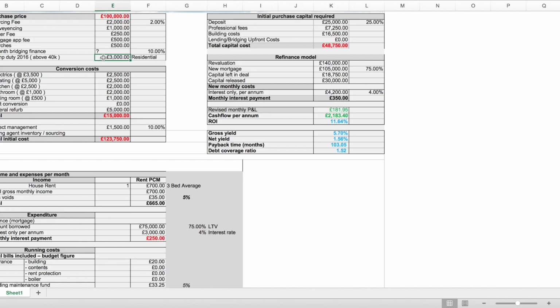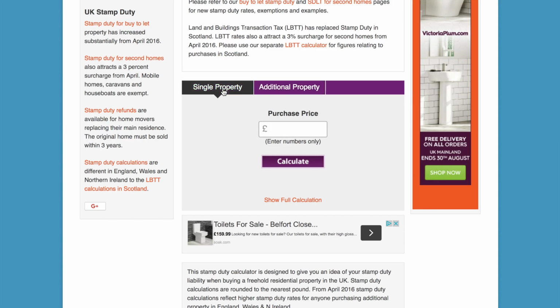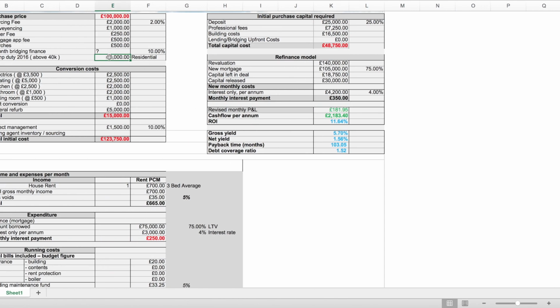For stamp duty, I just go to the stampdutycalculator.org.uk, which is here. So you just put in whether it's a single property or an additional property. So this is additional, so calculate, £3,000 stamp duty, job done.